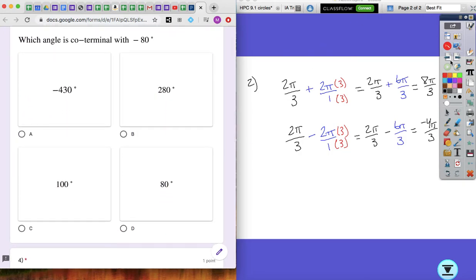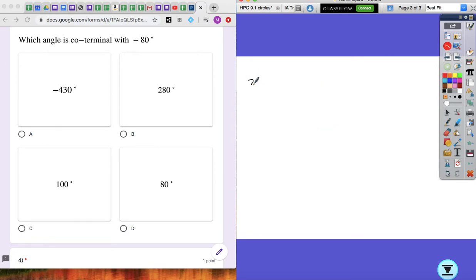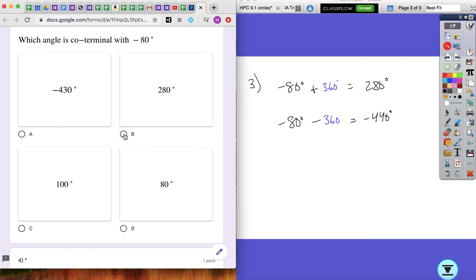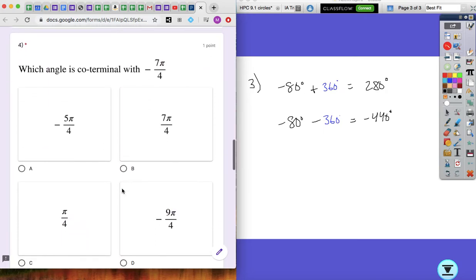All right, then the next one, we're back to degrees. So I start with my negative 80, and I'm going to either add or subtract 360 degrees. When I add 360 degrees to negative 80, I get 280 degrees. When I subtract 360 degrees, I get negative 440 degrees. And 280 is an option, so we'll go with that one.